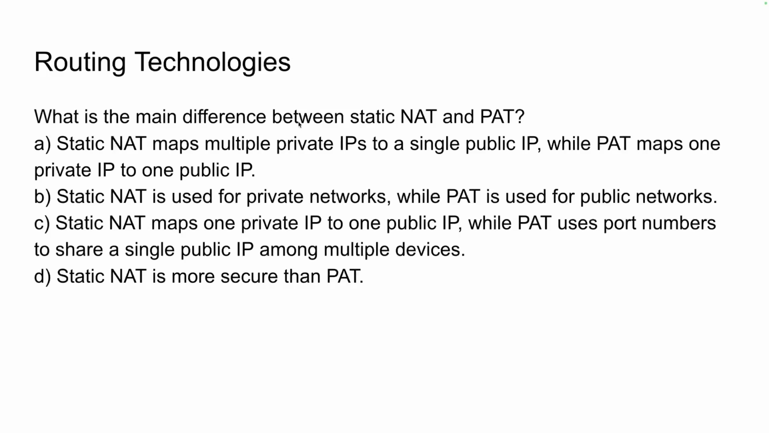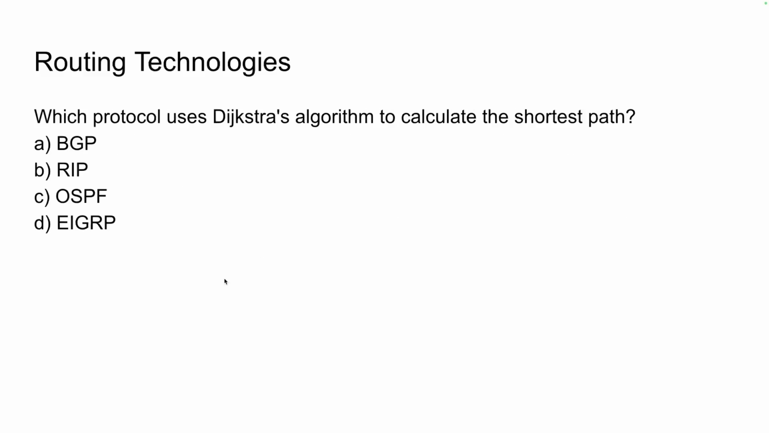What is the main difference between static network address translation and port address translation? Static NAT maps multiple private IPs to a single IP, while PAT maps one private IP to one public IP. We literally just looked up this definition, so this is not correct. This is probably the inverse, the vice versa, the opposite of what is actually done. Static NAT is used for private networks, while PAT is used for public networks. Not really. Static NAT maps one private IP to another public IP, while PAT uses port numbers to share a single public IP. That's exactly the answer. There we go. We don't even need to read further.